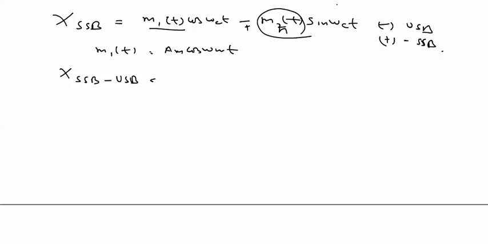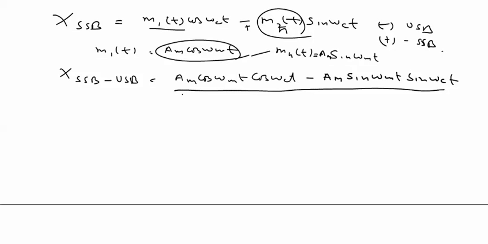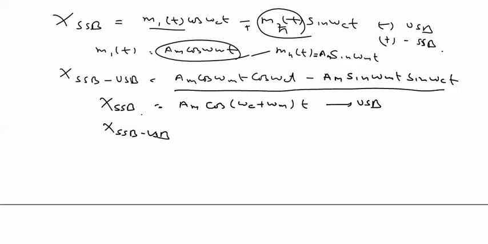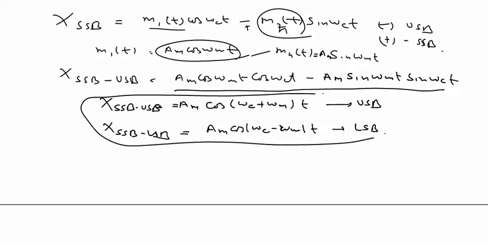I write down the expression. This expression is now reduced by the formula cos A cos B minus sin A sin B, giving cos (omega C plus omega m) t. This is the expression for x SSB USB. In the same manner we write the expression for LSB, which is cos (omega C minus omega m) t. So SSB, both LSB and USB, can be written in terms of an expression for a single tone.